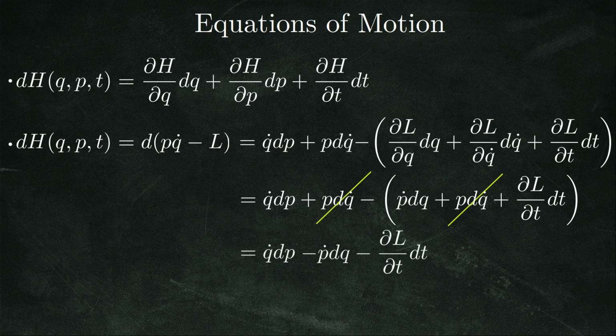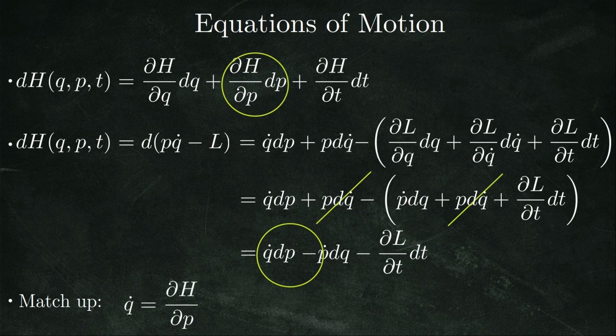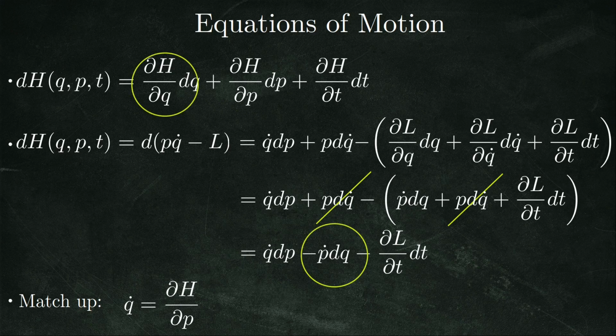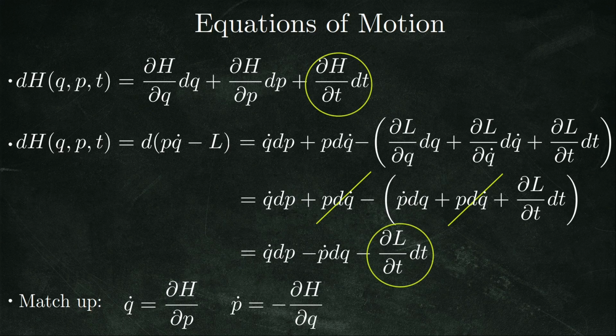We now simplify this, and then we can work out the equations of motion by matching up terms on the very top line and that bottom line. So firstly we can match up the dp term, and we see that q dot is dH/dp. Then we can match up the dq term, and we see that p dot is minus dH/dq. And then finally we match up the dt terms, and we see that dH/dt is minus dL/dt.